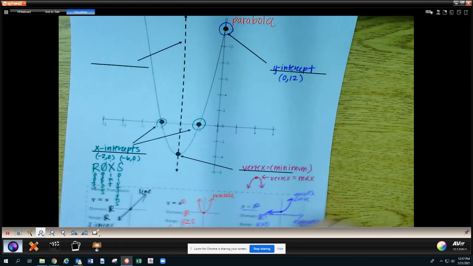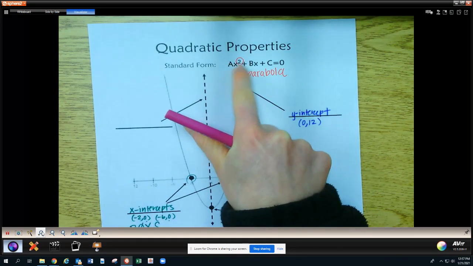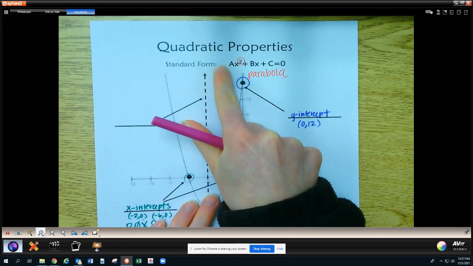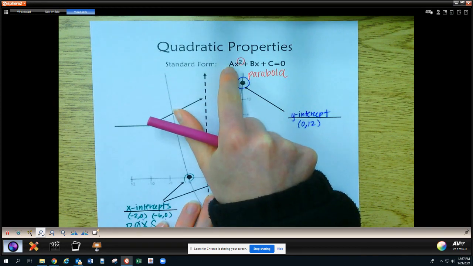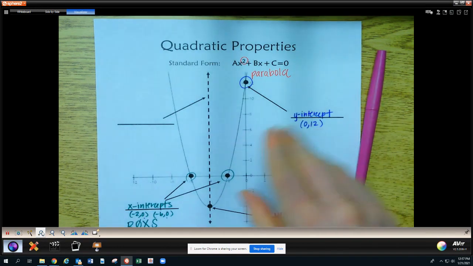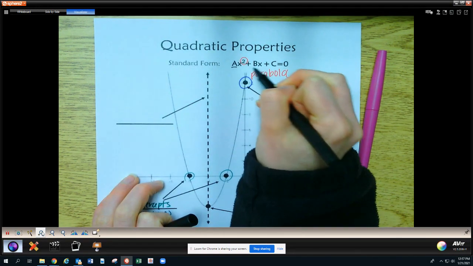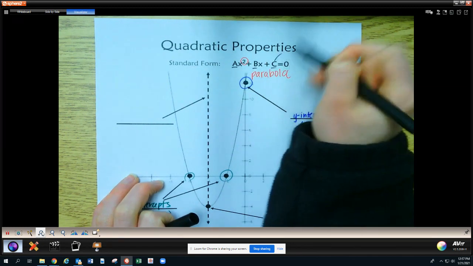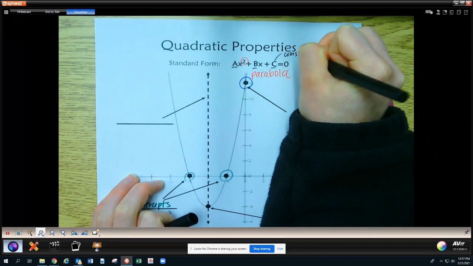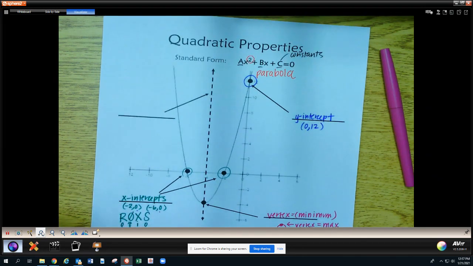And there's actually a way to tell which way the parabola is facing by just looking at the equation in its standard form. Standard form for a quadratic is going to have ax squared plus bx plus c, where a, b, and c are just constants, just random numbers. And so we'll look at lots of examples.